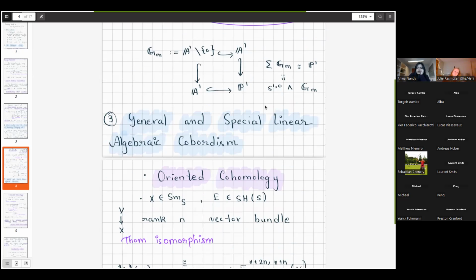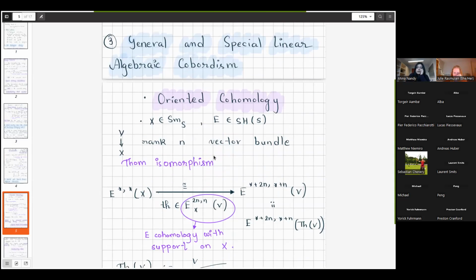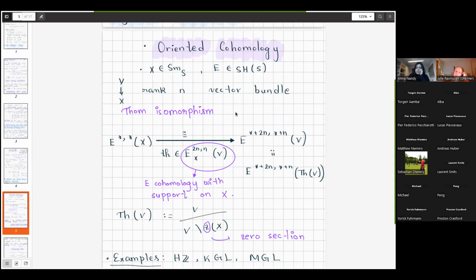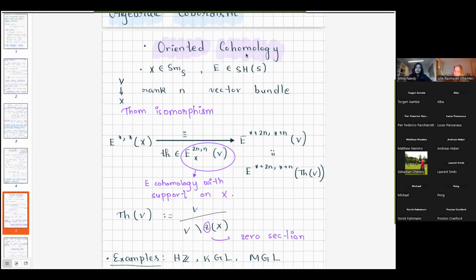Okay. So now, once we know how exactly this stable A1 homotopy category looks, let's go into the analog of complex and special unitary cobordism here. So these are general and special linear algebraic cobordism. So here, I don't know, maybe there are experts, and I need to put some disclaimer. In algebraic geometry, we have a very nice theory of cohomology theories of varieties, and also oriented cohomology, or any idea of orientation for cohomology.